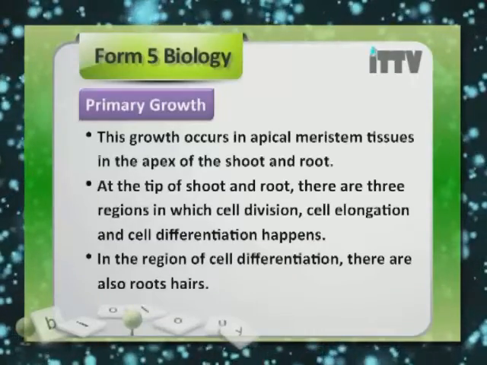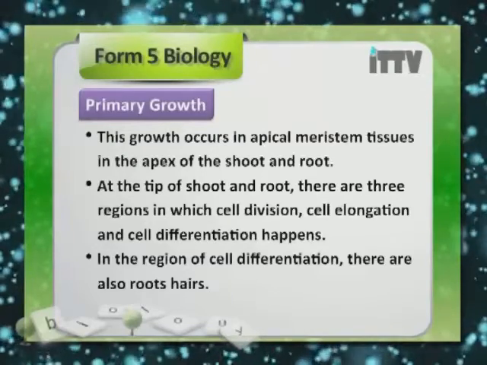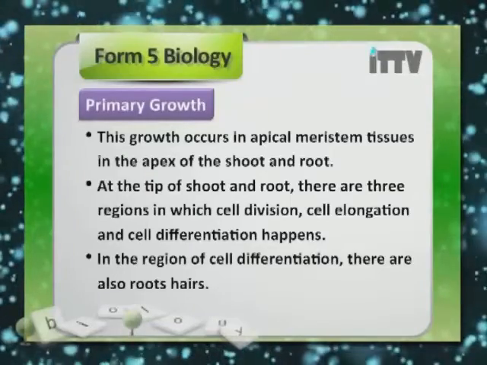So what is primary growth? This growth occurs in apical meristem tissues in the apex of the shoot and the root. At the tip of the shoot and root, there are three regions in which cell division, cell elongation, and cell differentiation actually happen. In the region of cell differentiation, there are also root hairs.